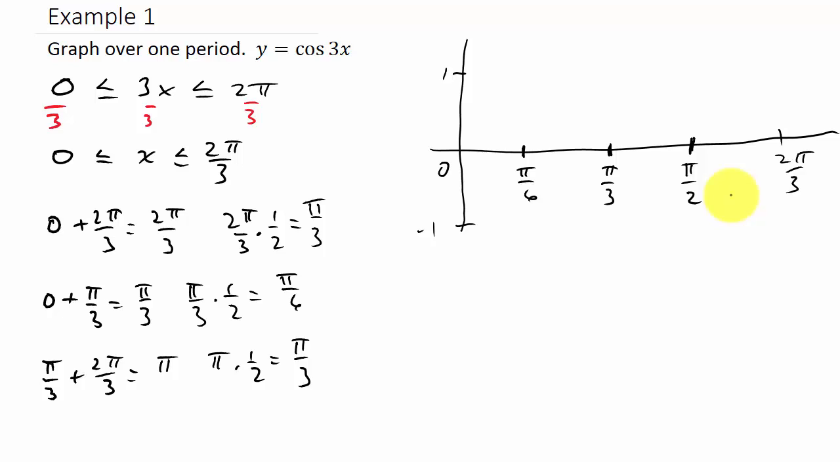Alright, now we're ready to sketch our graph in there. Remember, cosine is starting at 0 and going to 2 pi over 3. Remember, cosine starts at its maximum, goes to 0, then goes to its minimum, goes back to 0, and then goes back to its maximum. And so cosine is going to look something like that. Alright, let's take a look at another one.